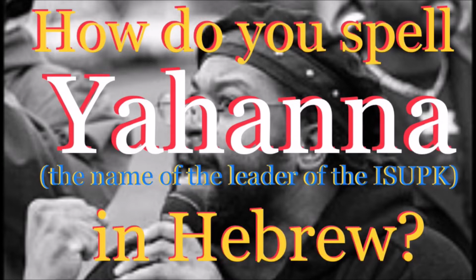I think this is an interesting question because while most Lashawan Kodash names are transliterated into the Latin script, you can easily figure out what the Hebrew characters for that would be. This is a case where there's a lot of different possible spellings, especially since it's a name that's quite old within the history of Lashawan Kodash names. And also, I think there's some interesting potential historical notes that could be made. So that's the question that I want to ask. How do you spell Yahanna, which is to say the name of the leader of the ISUPK? How do you spell that name in Hebrew?